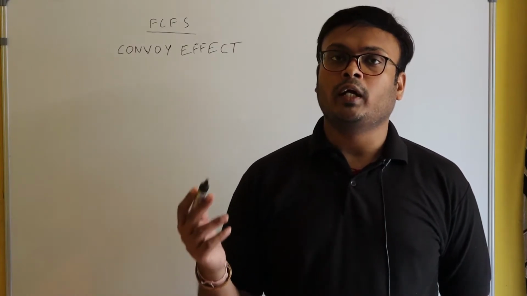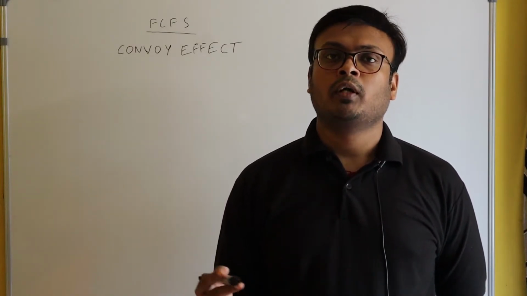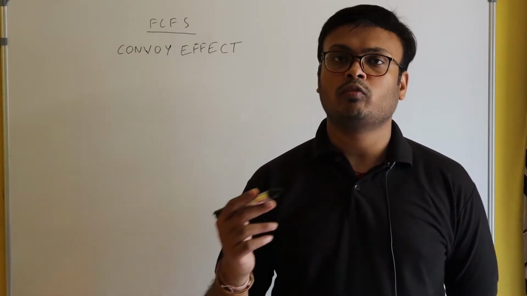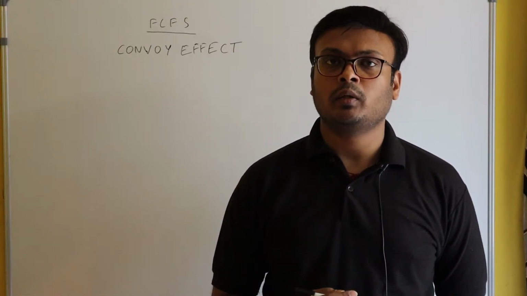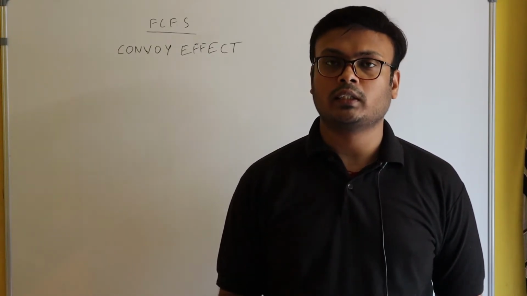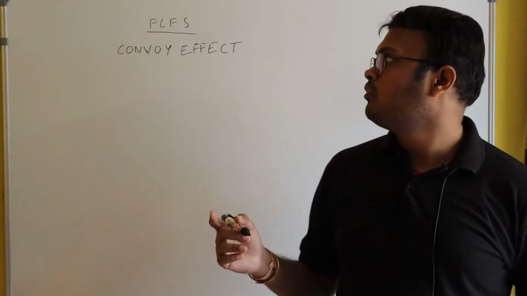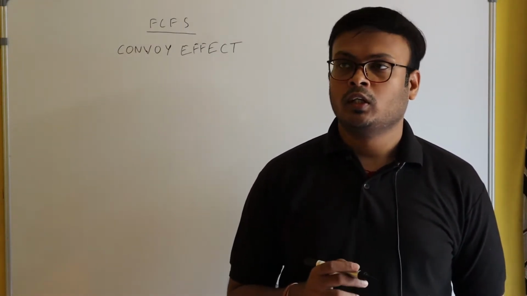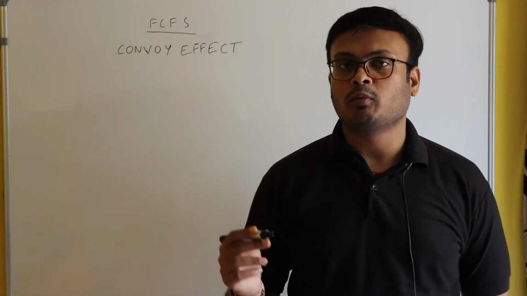So you have to wait for a longer time. Maybe after 20 minutes, the minister's car will pass and you have to wait for 20 minutes. Okay, it means what? Starvation is happening. You have to wait unnecessarily. So first come first serve algorithm suffers from convoy effect. So let me explain you with the help of an example.